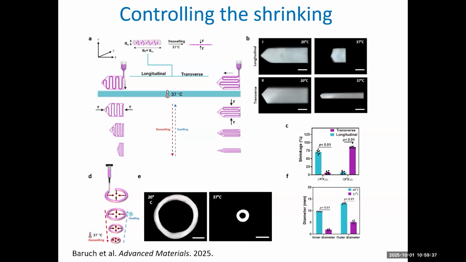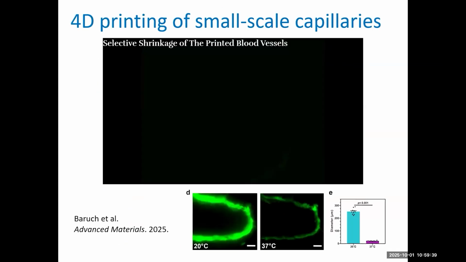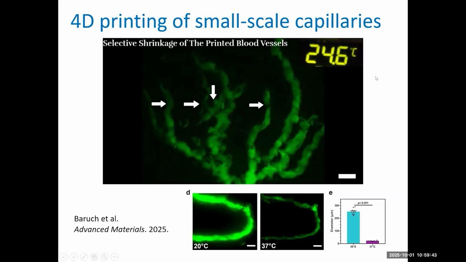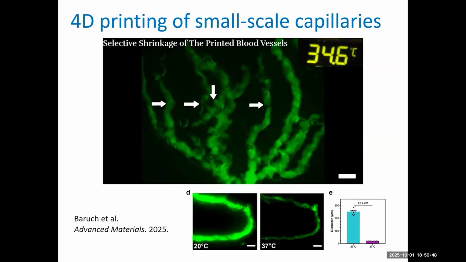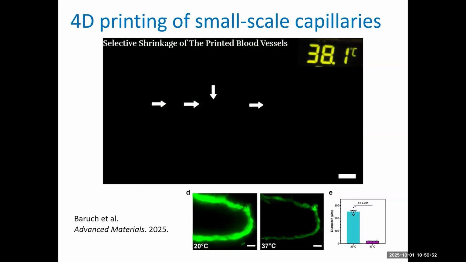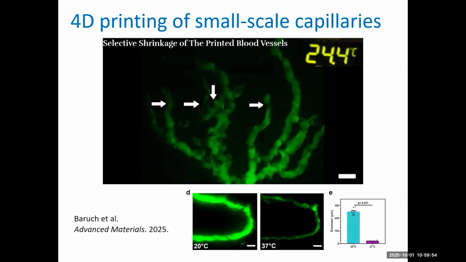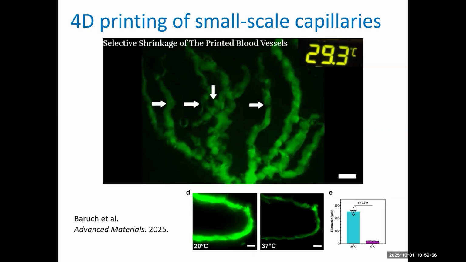by the printing direction. And eventually, if you look at this movie, you can see the temperature here is 37 degrees, these blood vessels simply shrink, and they shrink 13-fold of their initial diameter, allowing us to reach 5 micrometer in diameter. So you can see at 37 degrees, it simply shrinks.